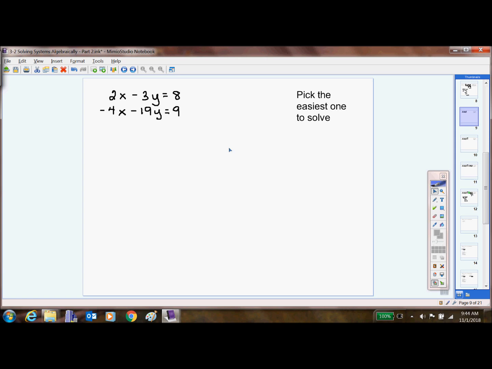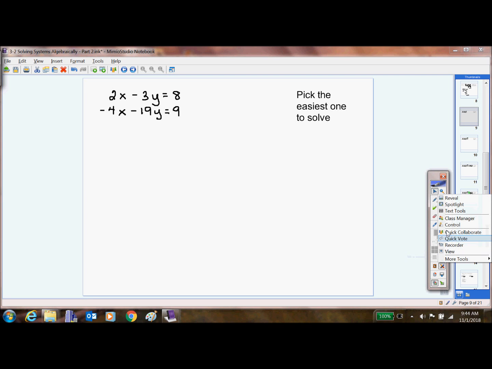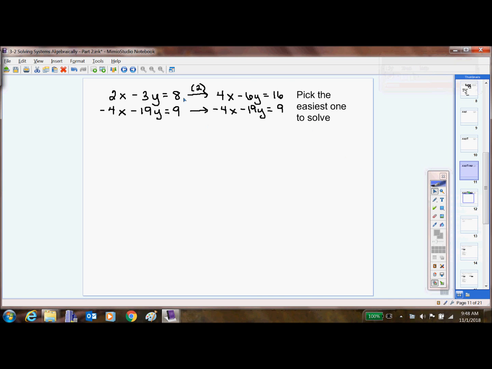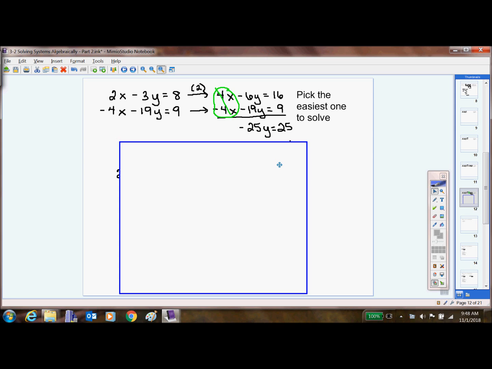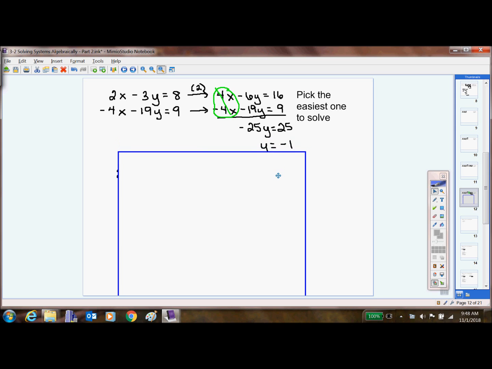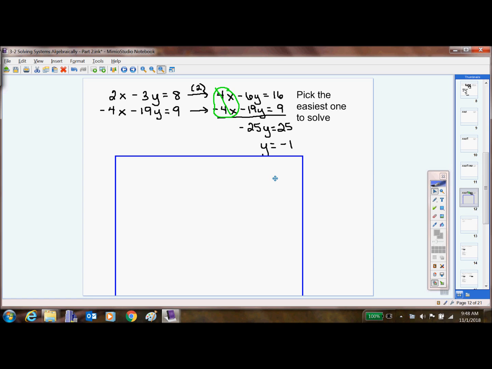So go ahead and I want you to just take a minute. I want you to work through this one as best you can on your own, and then we'll talk in a minute as far as what you should have gotten, and I'll walk around and see what you need. Once we multiplied by 2, we get 4, negative 6, and 16. And then when we begin to add together, the 4 and negative 4 cancel out. We're left with negative 25y and 25y. When we divide that by negative 25, we get negative 1.